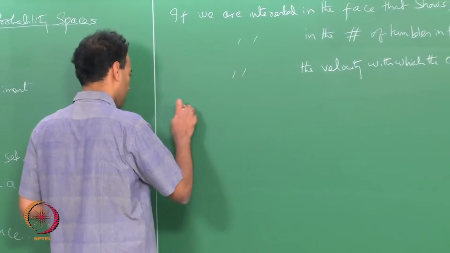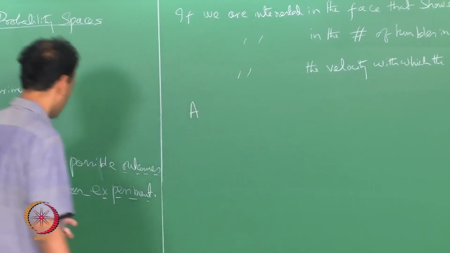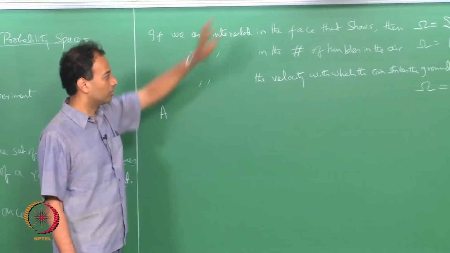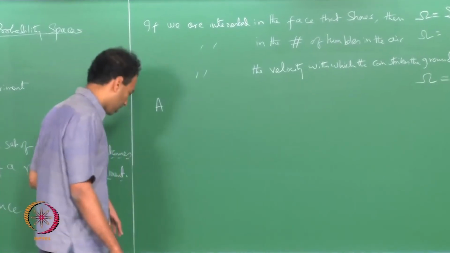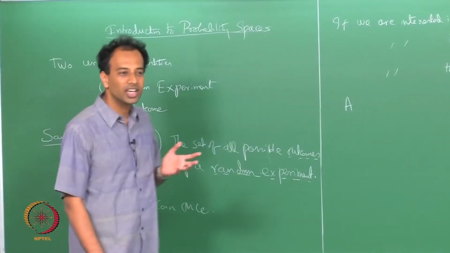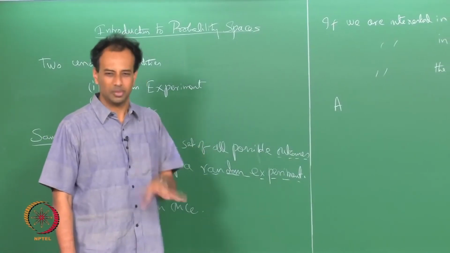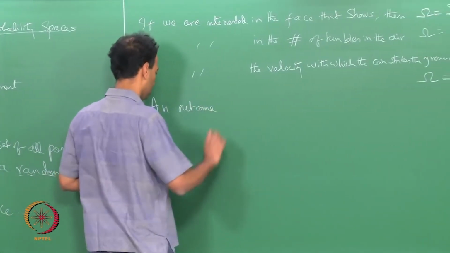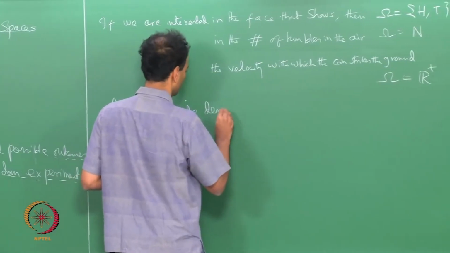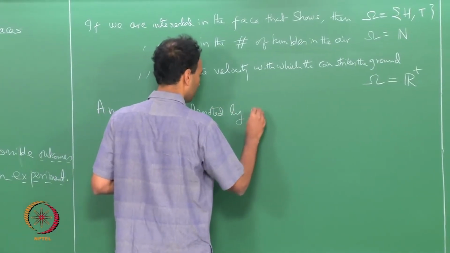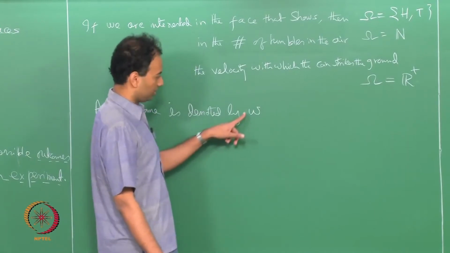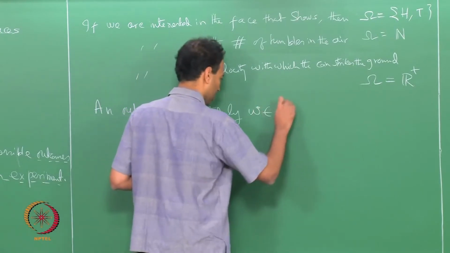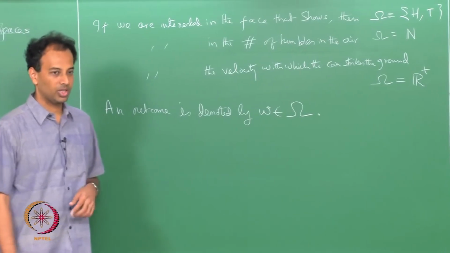And so an outcome of the random experiment, let us say you have fixed what you are interested in, say the number of tumbles or whatever. Then an outcome is sometimes known as an elementary outcome. Outcome and elementary outcome are one and the same. An outcome or elementary outcome is denoted by little omega, the Greek letter little omega, and this is an element of your sample space, big omega.